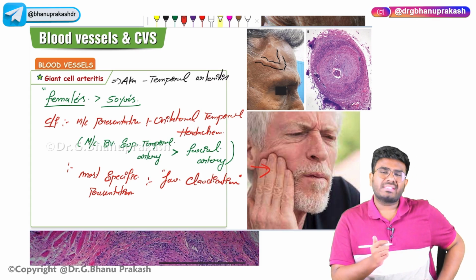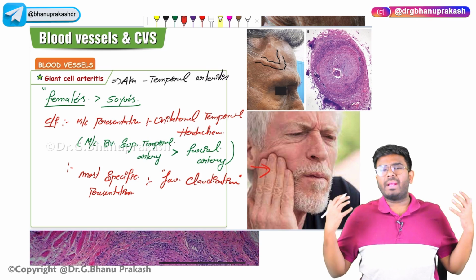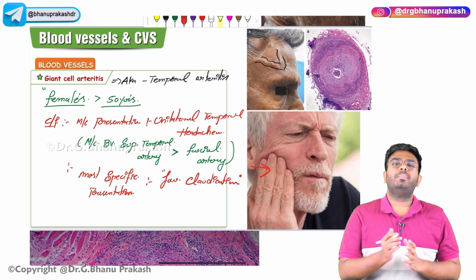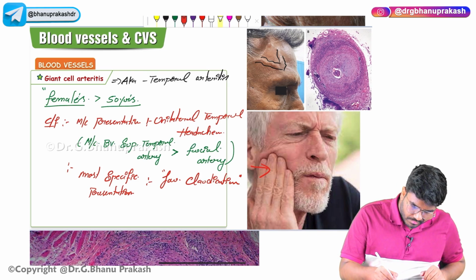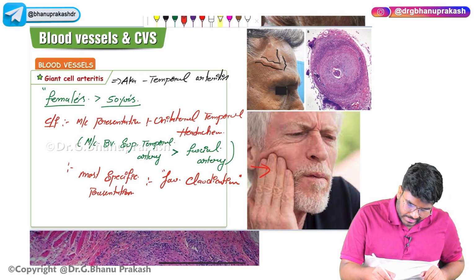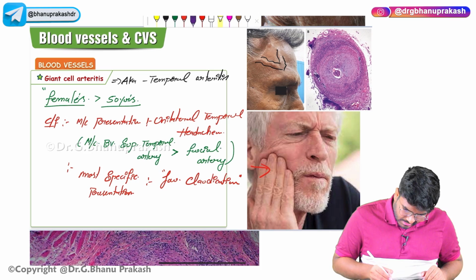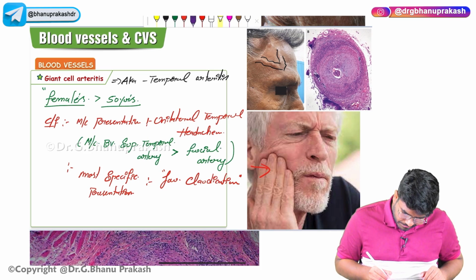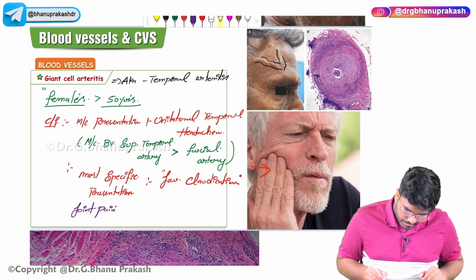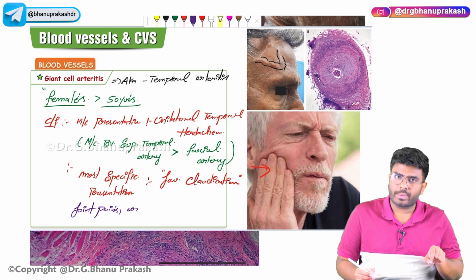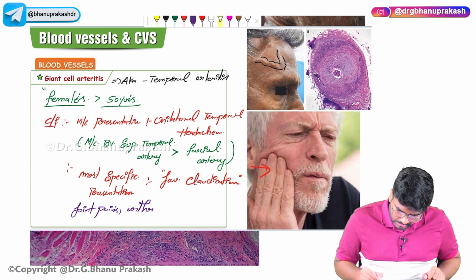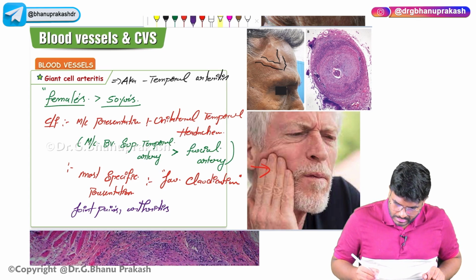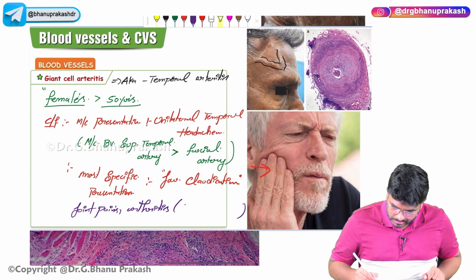Now what else can be there? See, multiple blood vessels can be affected. So there can be arthritis. There can be joint pain. These are the other presentations, joint pains. Not arteritis, no, arthritis, involvement of the joints. So this is called polymyalgia rheumatica.